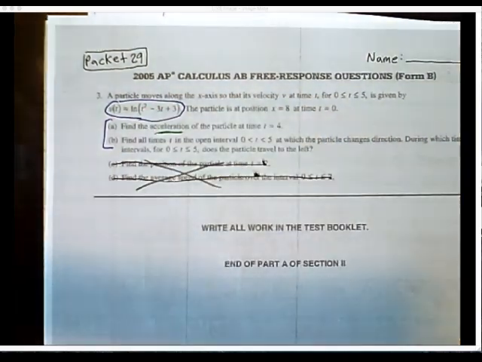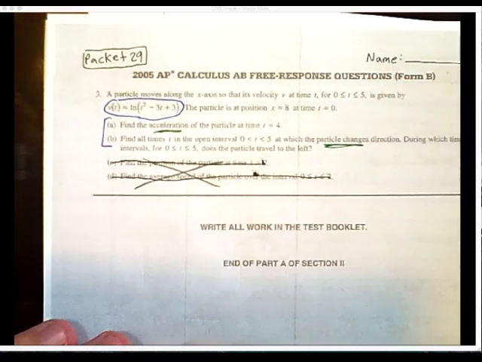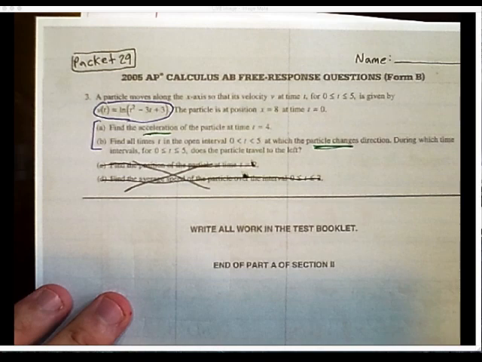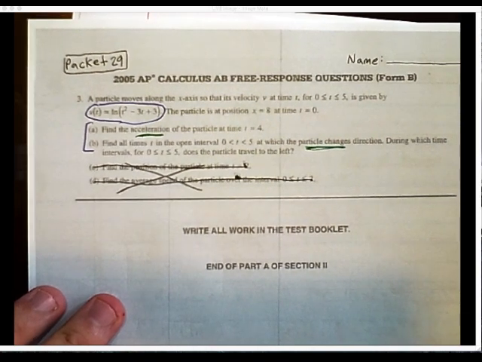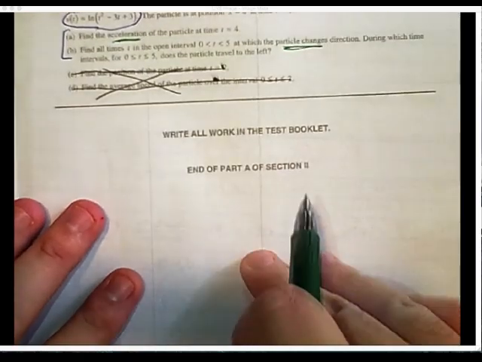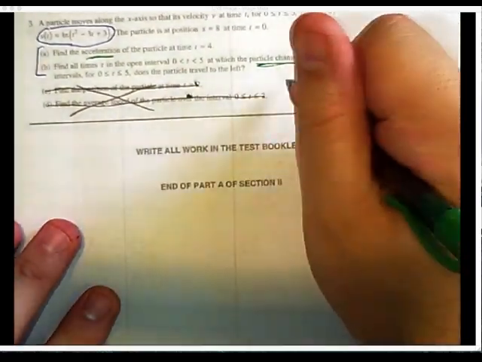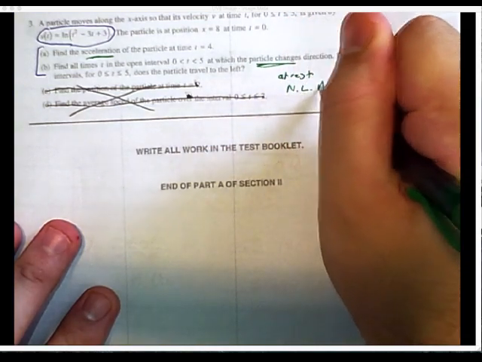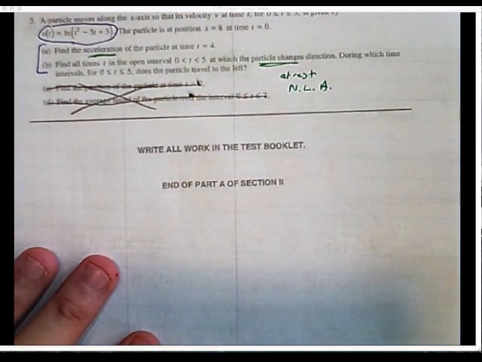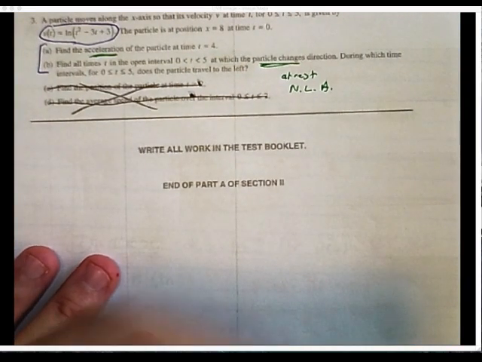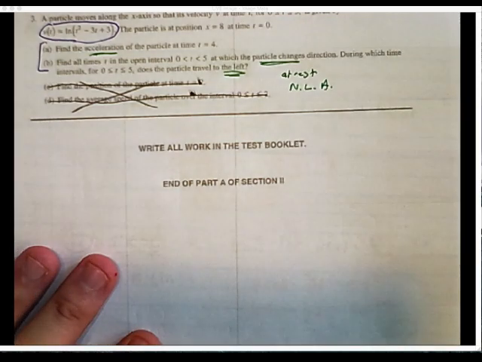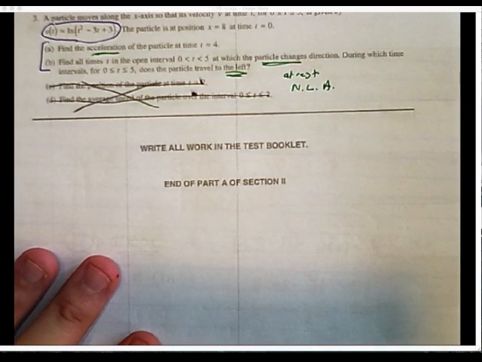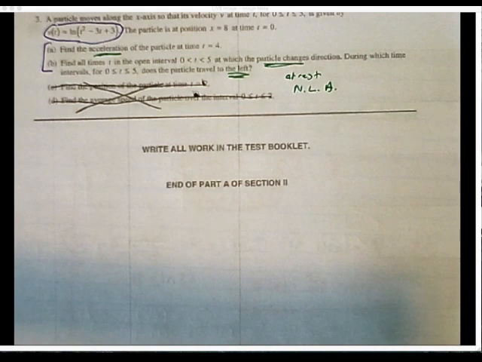You should know that acceleration is the derivative of velocity. I want to know all the times when the particle changes directions. Just try to work it out at the bottom here. So first, figure out when it's at rest, then use a number line analysis to help you answer the question. It's also asking you, when is it traveling to the left? So answer both of those parts of that question. All right, that's going to do it for this note card.